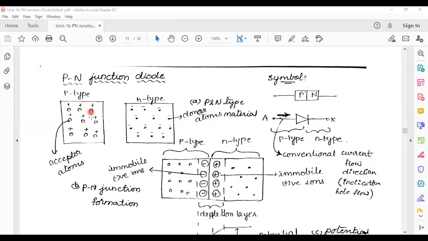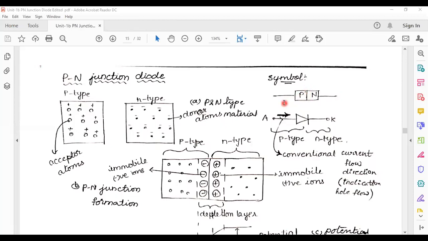This is the symbol for this. I am taking this layer as well as this layer. I am combining these two layers here by using some fabrication technique, combining this p-type material and n-type material. I am obtaining this PN diode with a single junction. This is the single junction.